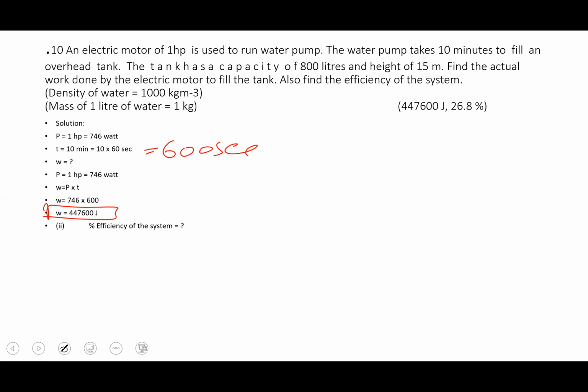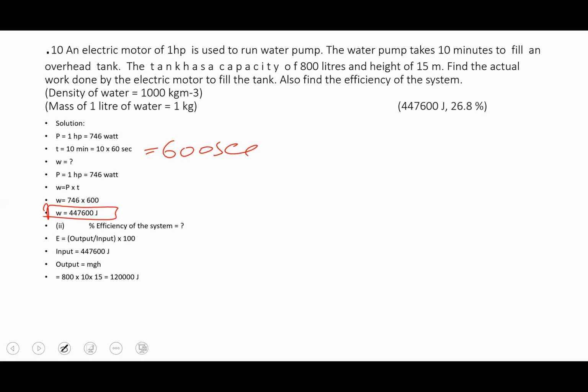Now the efficiency of the system. What is the efficiency? The output divided by input multiplied by 100. So the input is what the motor is applying, which is 447,600 joules. But how much is the total output? That means how much water was being thrown into the tank. For that we have mgh, that means the height, the mass, and how much it basically threw into the tank.